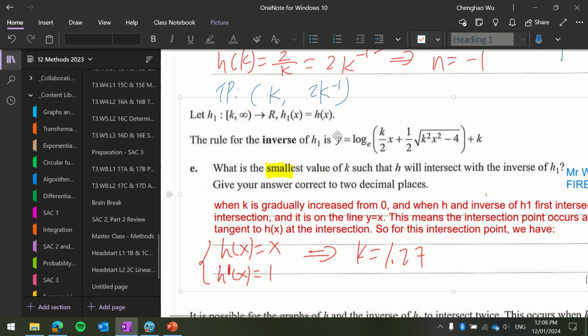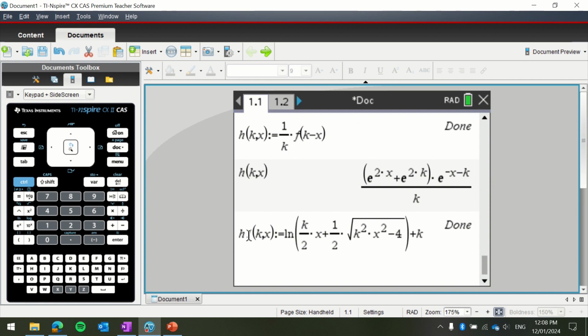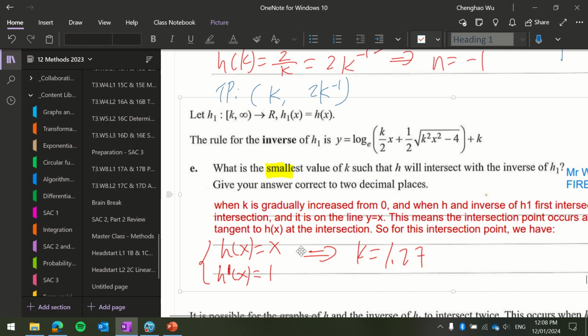Oh, sorry, I shouldn't say h1. Inverse of h1. The rule for the inverse of h1. That's a slight typo. I shouldn't have typed h1. h1 is not this function. This is the inverse of h1. Just keep that in mind. What I've typed is h1, but the rule itself really is the inverse of h1.